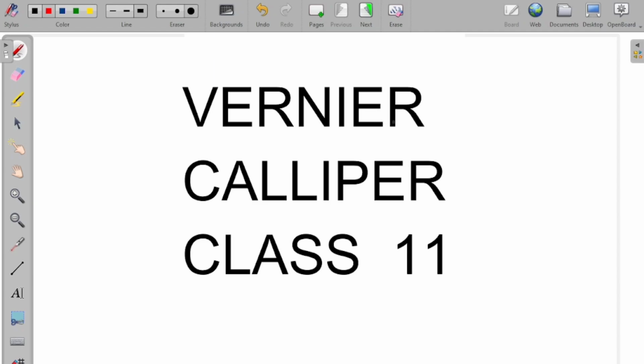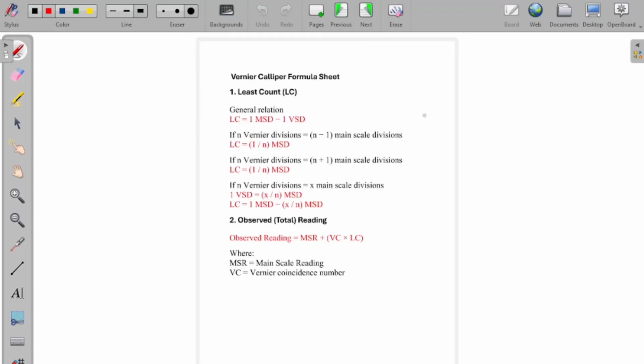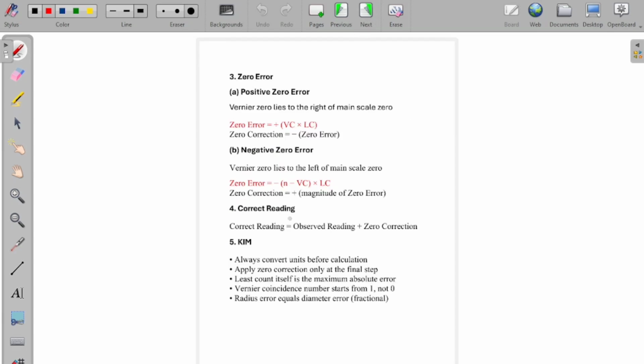Hello children, today we are starting the topic Vernier calipers from the first chapter of class 11th, and today I have brought the formulas that we will be using in solving the questions. This is the formula sheet and I have also added some KIMS which will be useful for you.